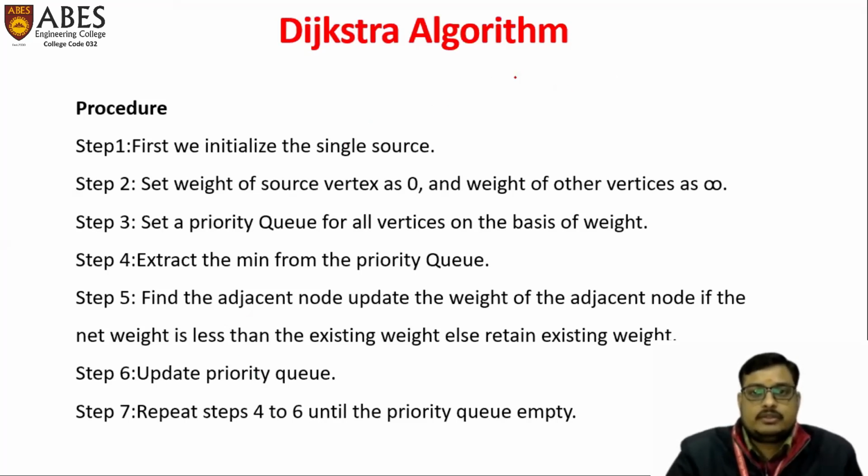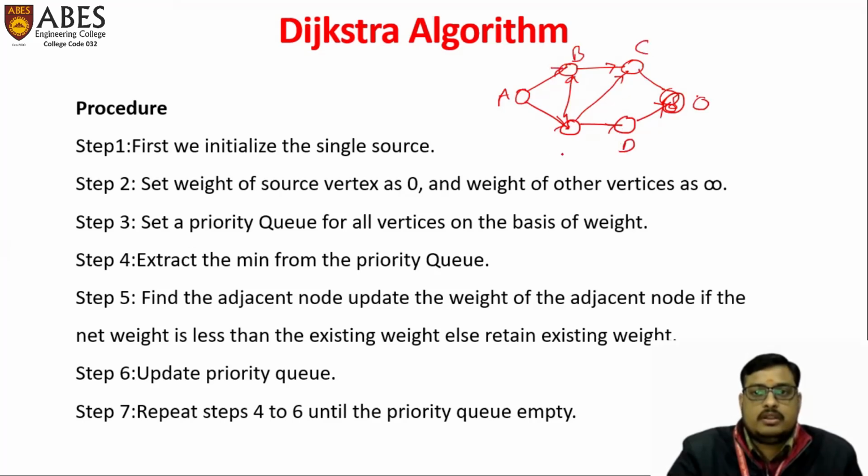Suppose we have a graph like this, and suppose this is a directed graph. Here we want to find out the path from this vertex A to this vertex O. The other vertices are B, C, D, E, and O. So what do we need to find? We need to find out the path from A to O. What is a path? A path is basically a sequence of vertices from one vertex to another vertex.